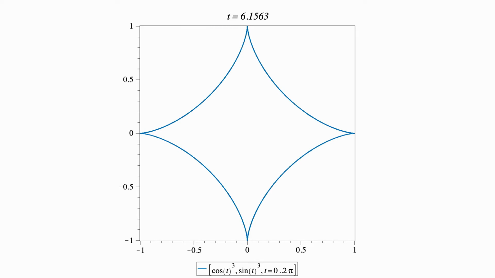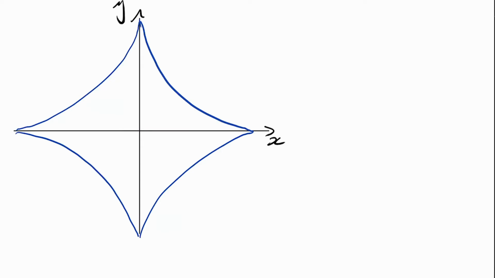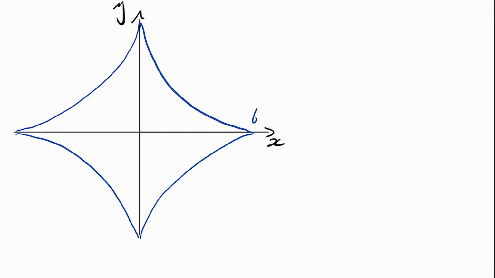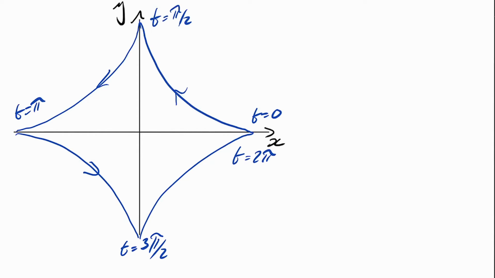Now, does this make sense for the derivative? Well, let's quickly sketch out the curve. So that's just a rough sketch of the curve. Let's then add on the parameter values at the critical points of the function. So we start at t equals 0 here. The parameter t increases till we get to this spike at the top. Parameter keeps increasing to t equals pi when we get to the spike on the left. Then we go around the curve some more to 3 pi by 2. And then finally we get back to the start as t approaches 2 pi.